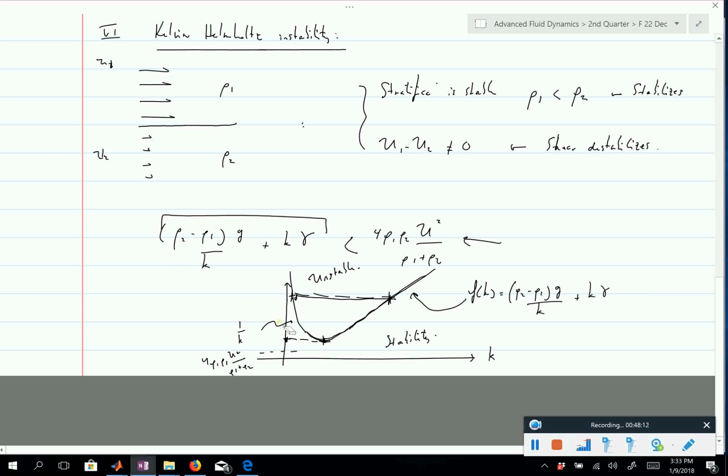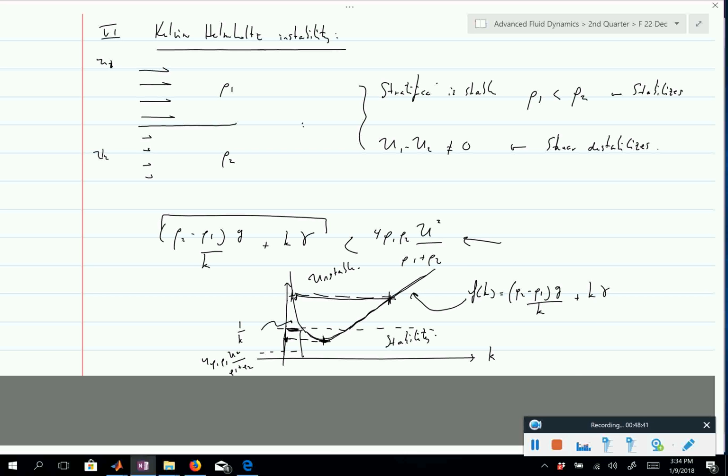for all of these wavelengths here, I'm going to be below. If I take u such that 4 rho 1 rho 2 times u squared is here, you see, for all of this range of wavelengths, those are short wave numbers, sorry, those are long wavelengths, I'm stable. So I'm not going to see an enormous wavelength become unstable because they are stable.